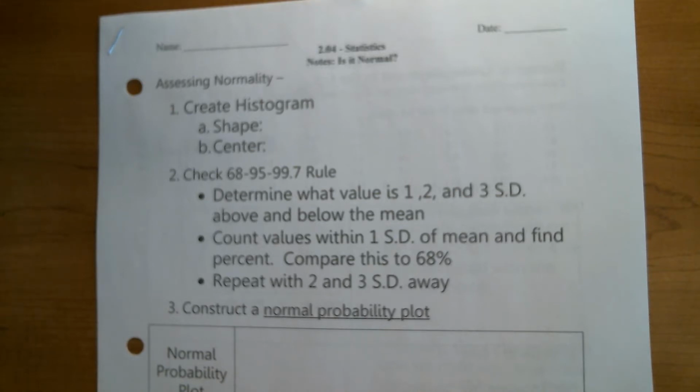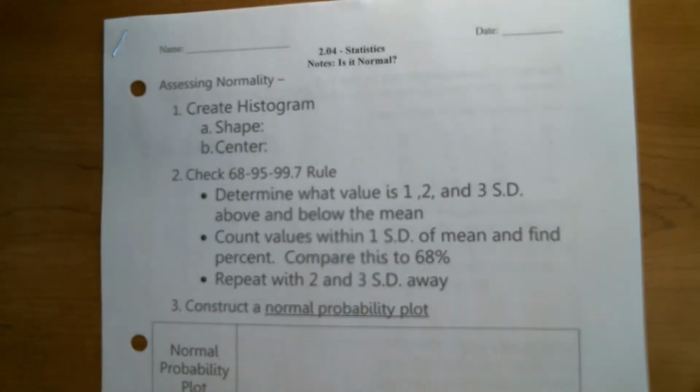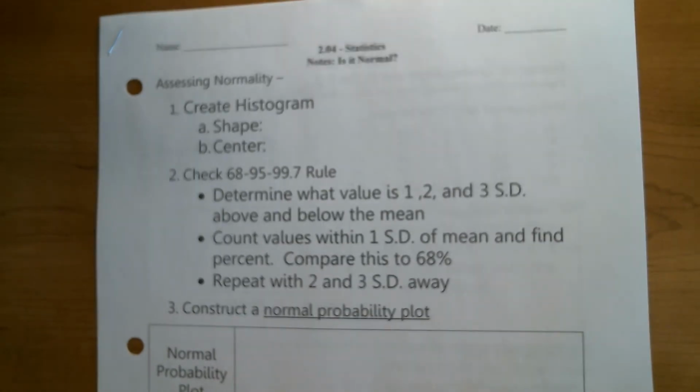So normality is basically a precondition or a prerequisite for using NCDF and inverse norm. If the underlying distribution isn't normal enough, and we'll talk about that a little as we go through the notes, then all that other stuff is irrelevant. All right, so how can we go about assessing normality?